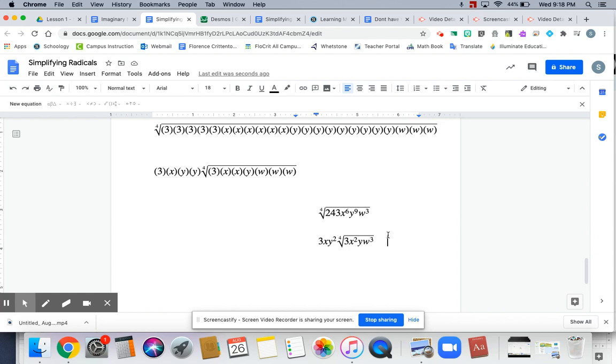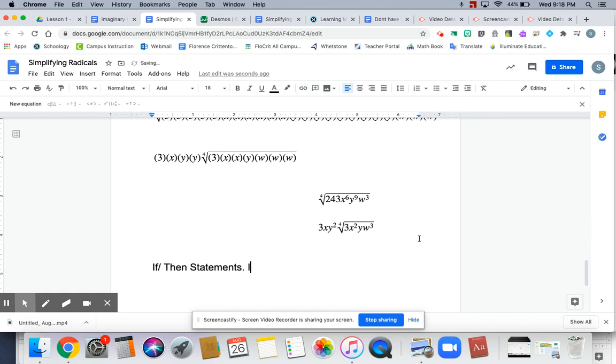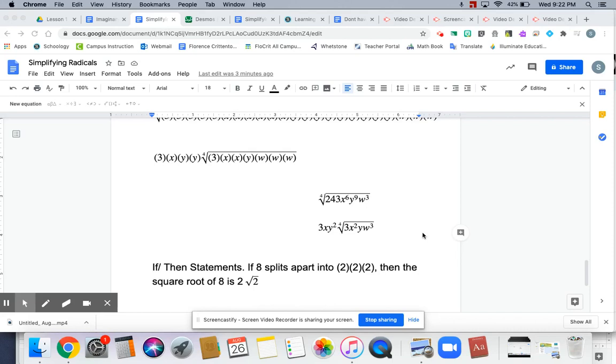So the language for this lesson is if-then statements, and we use these a lot in math. For example, I would say if 8 splits apart into 2 times 2 times 2, then the square root of 8 is 2 square root 2. The whole gist of an if-then statement is that you start with if this, so if something is true, then something else must be true.